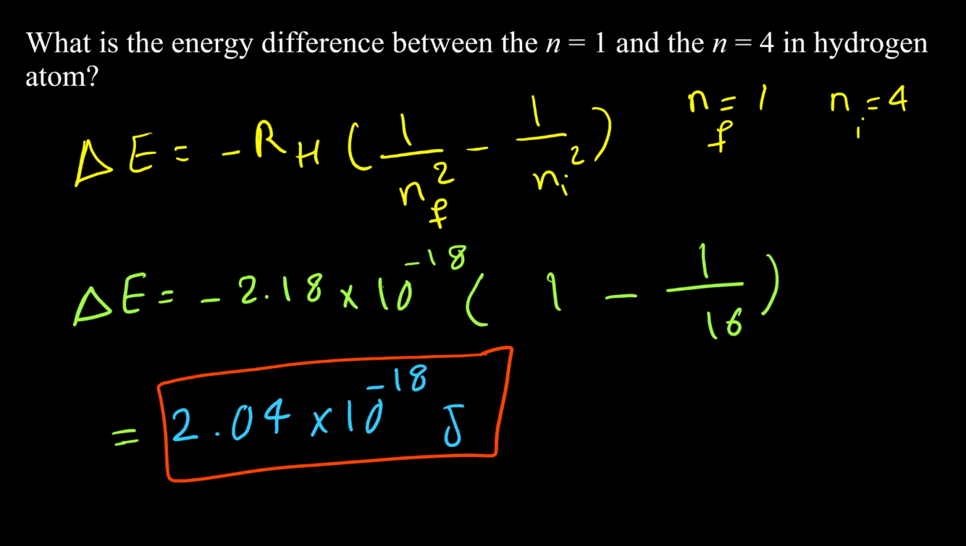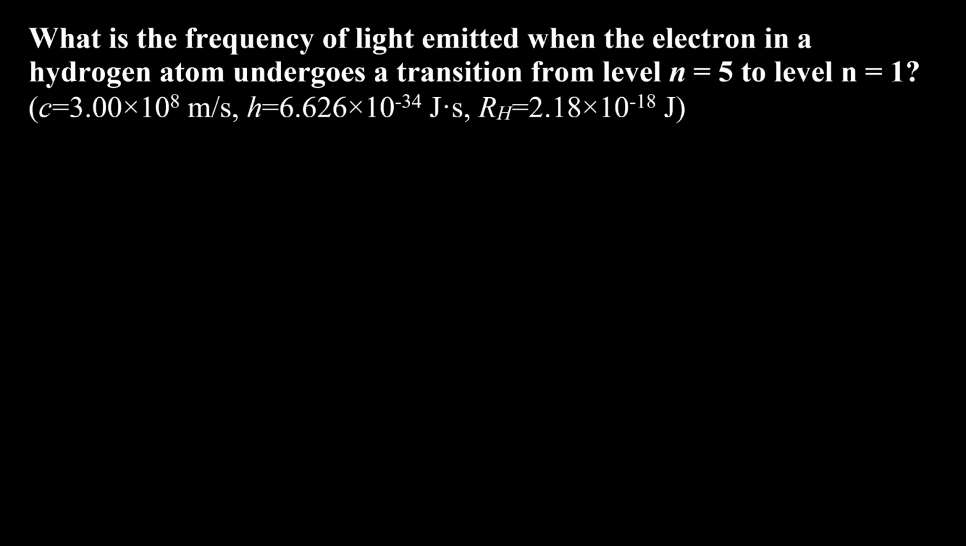Let's have more examples. In this example, we would like to calculate the frequency of light that is emitted when the electron falls from level 5 to level 1. So first we need to calculate the energy difference between level 5 and level 1. In this question, we know what is initial and what is final level. The electron falls from level 5, so this is initial, and n equals 1 is final.